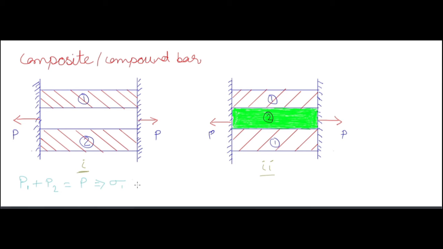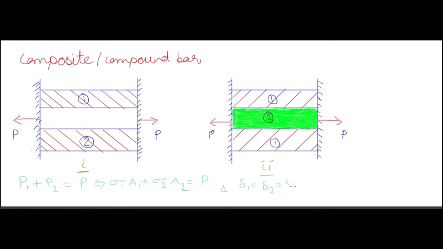So sigma 1 into A1 plus sigma 2 into A2 is equal to P. Sigma 1 and sigma 2 are the induced stresses in the bars 1 and 2. So sigma 1 is the induced stress in 1 and sigma 2 is the induced stress in 2. And A1 and A2 are the cross-sectional areas of 1 and 2. So both equal P because reactive forces equal applied forces.